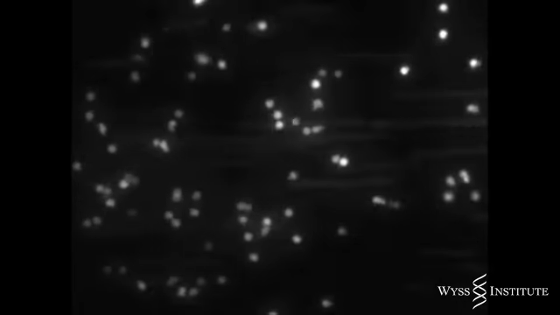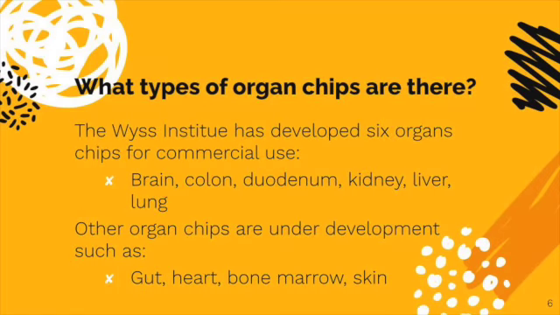The Wyss Institute is an academic research facility at Harvard University that developed organ chips. The Wyss Institute has currently developed the following chips for commercial use: brain, colon, duodenum, kidney, liver, and lung. Under development, the Wyss Institute is also creating a gut chip, heart chip, bone marrow chip, and skin chip.